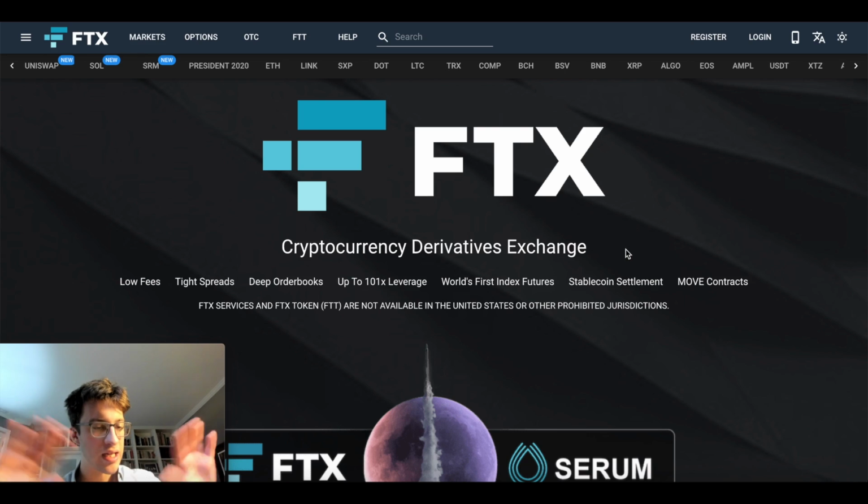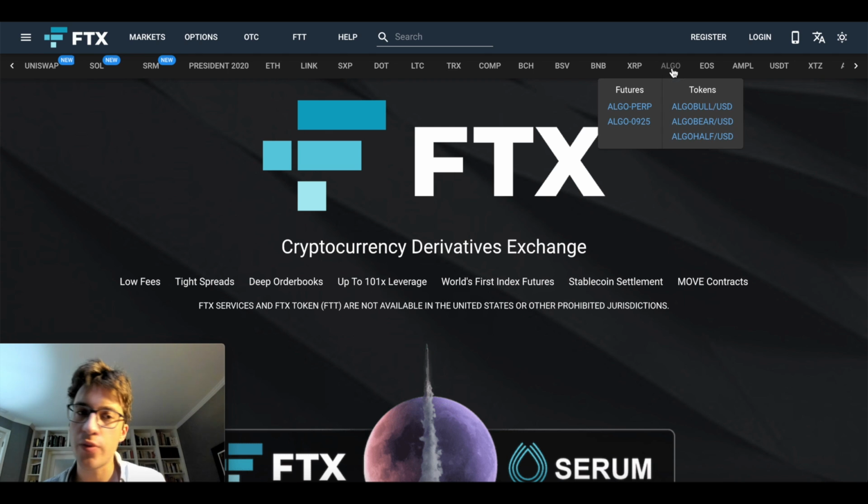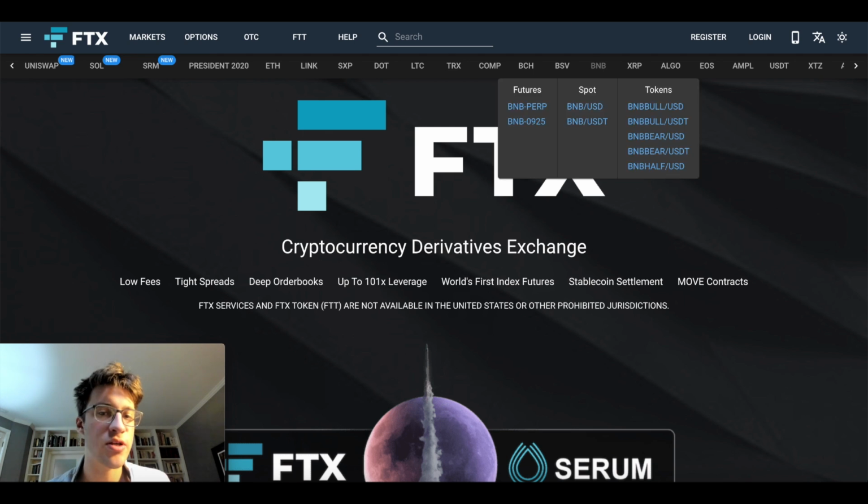You can do it with any two futures assets or futures perpetuals, like you could do it with ALGO perp with XTZ, whatever. But do remember that you can actually do this on any exchange. It doesn't even have to be FTX. You could do this on Binance. You could do this on the Delta exchange. You could do this on a plethora of exchanges. Really, it's up to your own creativity.